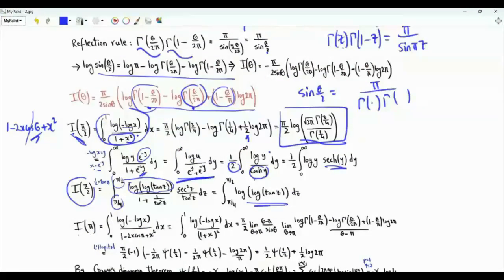What about I of pi? Now we need to take the limit. Note that if we go to the original formula, if theta is replaced by pi, cosine pi is minus 1, and what we have in the denominator is 1 plus 2x plus x squared. That's 1 plus x all squared.